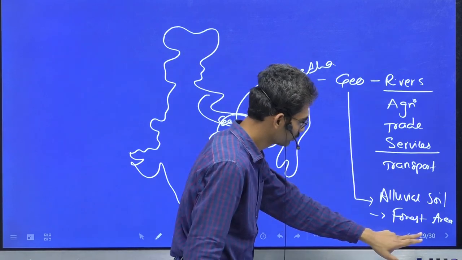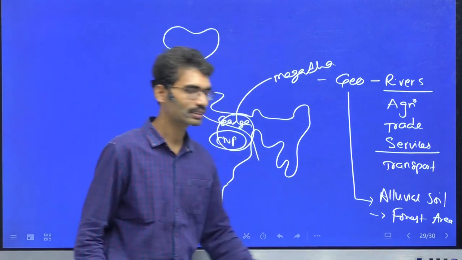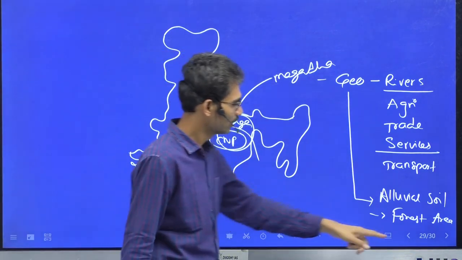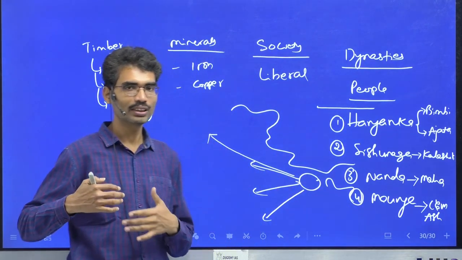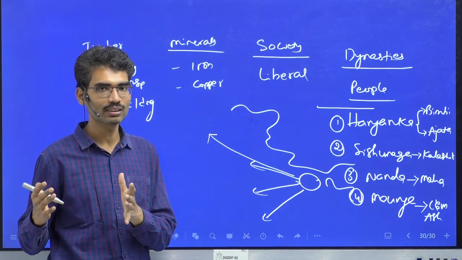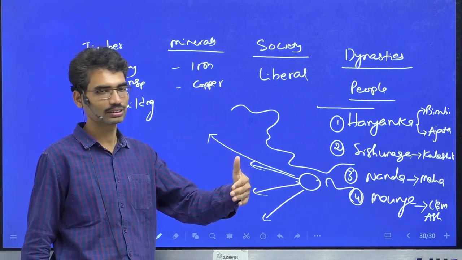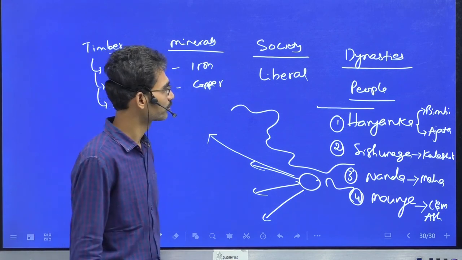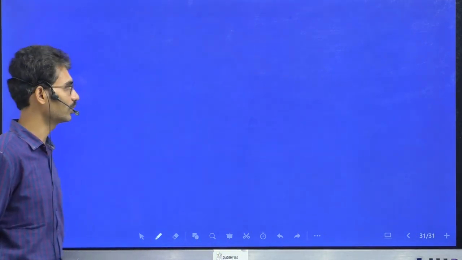Now, one of the reasons, these are the factors, these factors can be statements in prelims. What is the reason behind? It is not only about the rulers, it's about geographical location. When it comes to industrial revolution in Britain, some of the geographical locations helped Britain to become industrially developed country in the initial stages. Similarly, Magadha utilized the existing geographical factors and became very powerful.